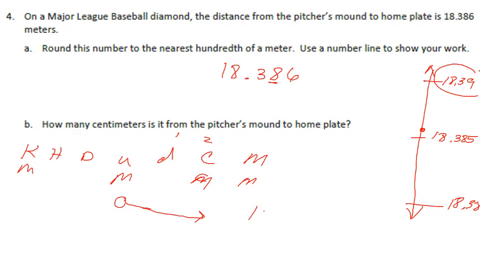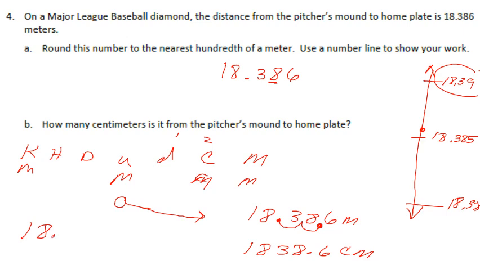So if I had 18.386 meters, when I move my decimal point to the right 2 positions, 1, 2, that would equal 1,838.6 centimeters. So we're actually multiplying by 10 to the 2. So your formula would have been 18.386 times 10 to the second, which would have given you the 1,838.6 centimeters.